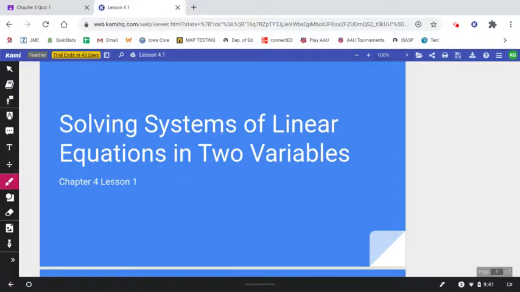Chapter 4, Lesson 1, Solving Systems of Linear Equations in Two Variables.